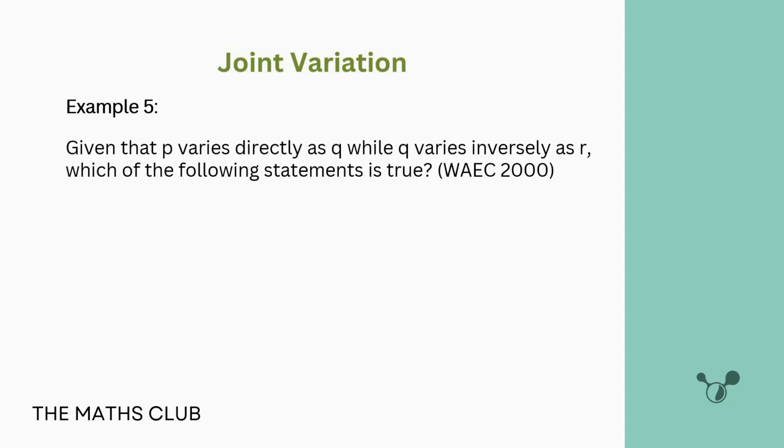This is from WAEC 2000. There is meant to be an option A, B, C, D, but there's no option. We're just going to look at it and make our inferences directly. So let's solve this together.